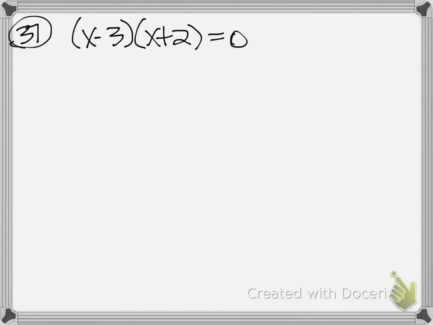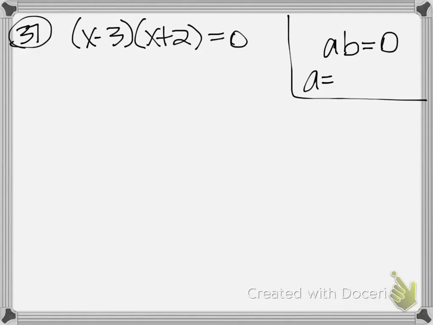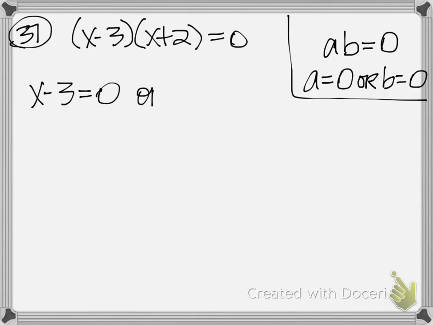Okay, so on this one, the directions say solve using the principle of zero products. Remember, that means if I have A times B and the answer is 0, what can you tell me about A and B? Either A has to be 0 or B has to be 0 if the answer is 0, right? Okay, so that principle applies to this problem because I have two things being multiplied together. So either x minus 3 equals 0 or x plus 2 equals 0.